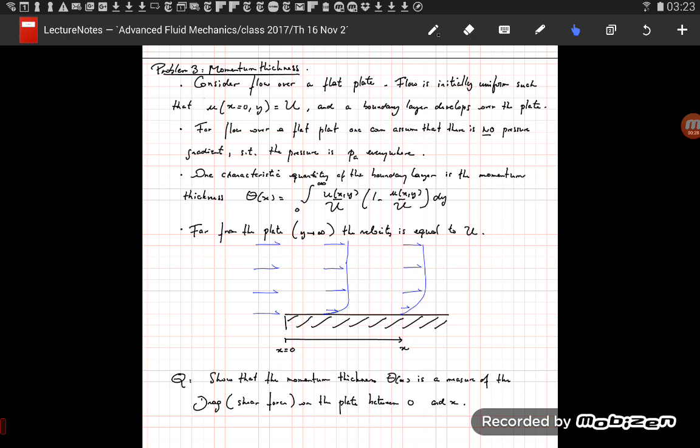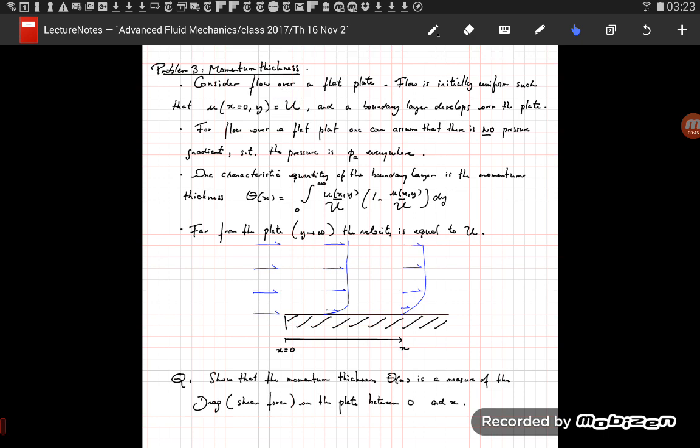So here is our problem. Let's assume that we have a uniform flow field, so velocity field. This is what is represented here. So the velocity does not depend on y and has a constant value which we call capital U.